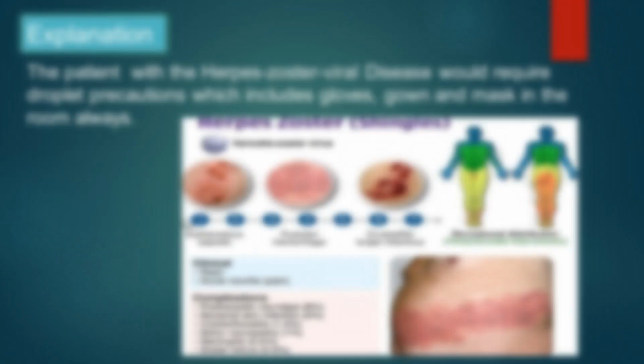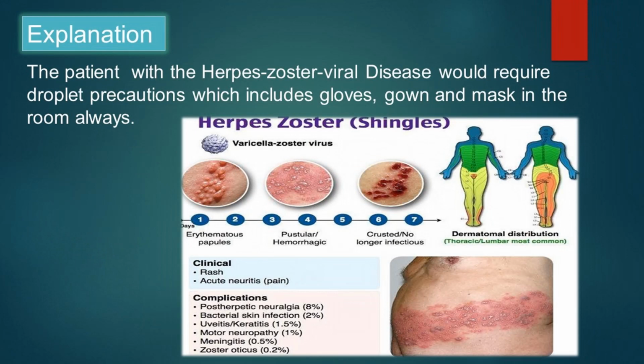Here we have the explanation. A patient with herpes zoster viral disease would require droplet precautions, for which we use gloves, gown and mask in the room.